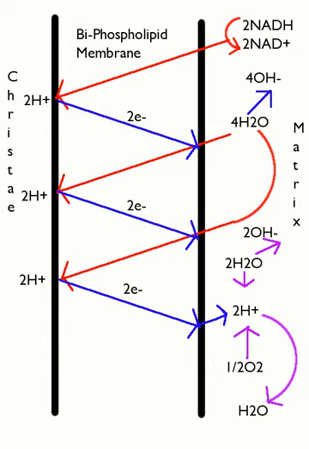Chemiosmosis is the movement of ions across the semipermeable membrane, down their electrochemical gradient. An example of this would be the generation of adenosine triphosphate (ATP) by the movement of hydrogen ions, H+, across the membrane during cellular respiration or photosynthesis.